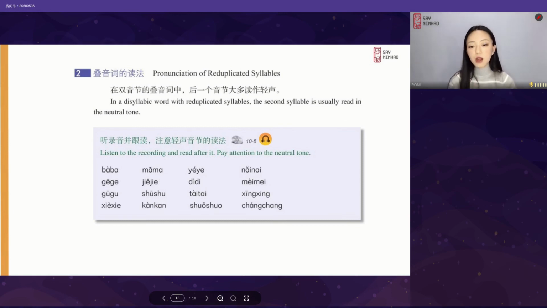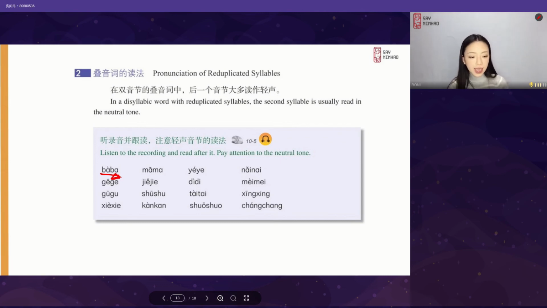Next part is the pronunciation of reduplicated syllables. For reduplicated syllables, it means there are two same syllables together, especially two same characters put together, and their sound will be different. For example, first one is 爸爸，爸爸, two same characters, which means father. And this second ba is actually changing to the neutral tone. So this is a disyllabic word with reduplicated syllables. The second one will usually be read in the neutral tone.